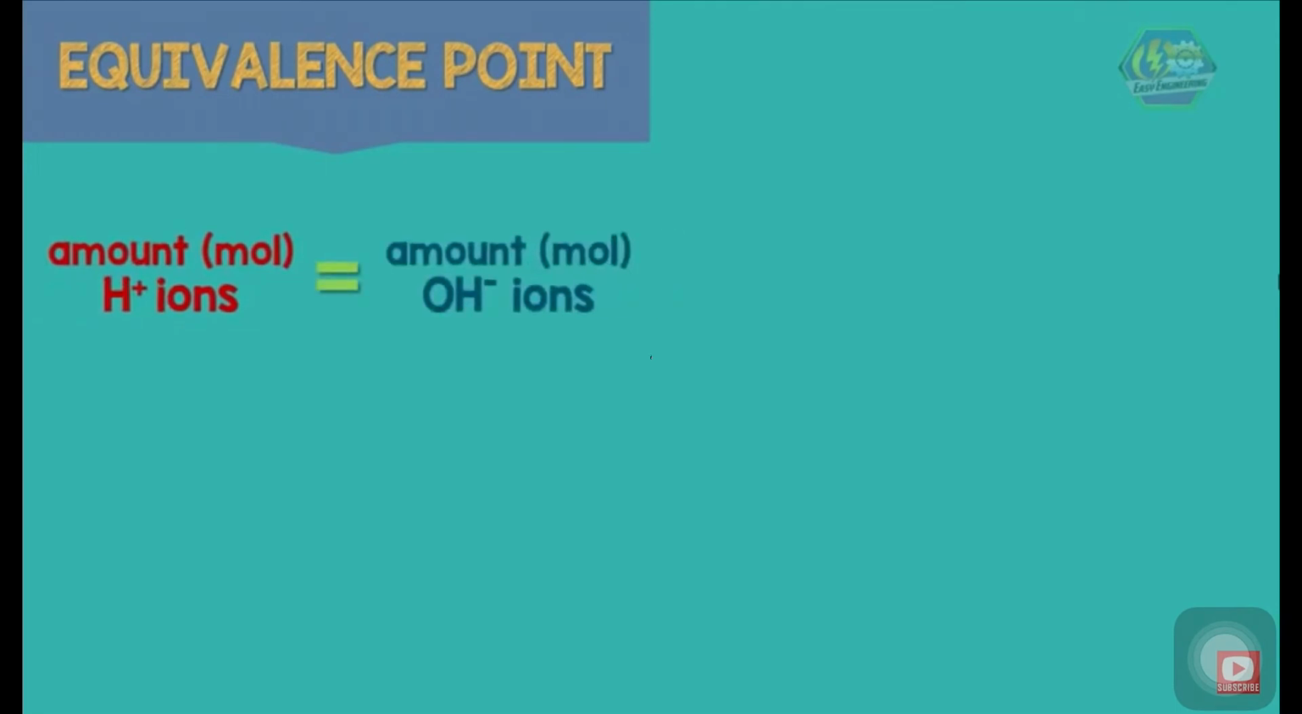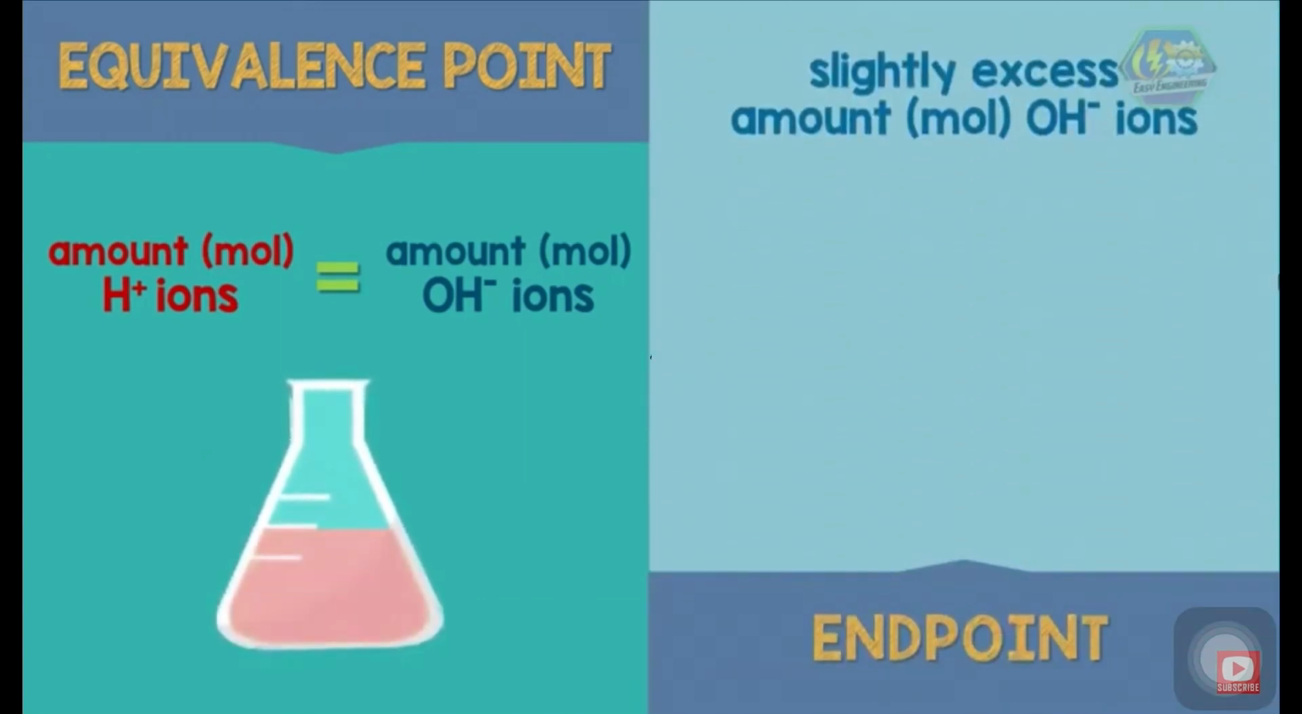Another term used in titration is the equivalence point. This is the time when the amount of moles of H+ ions has reacted with the same amount of moles of OH- ions. This appears as the temporary color change in your titration, whereas the endpoint slightly exceeds the amount of OH- and appears as a permanent color change in your titration. You can learn more titration techniques when you have your actual titration.